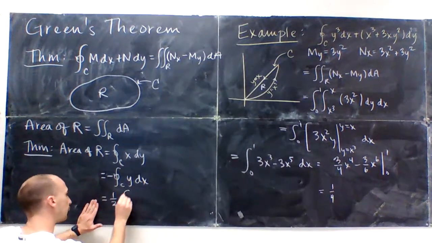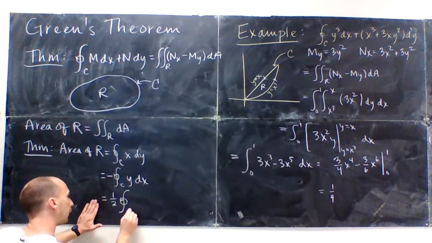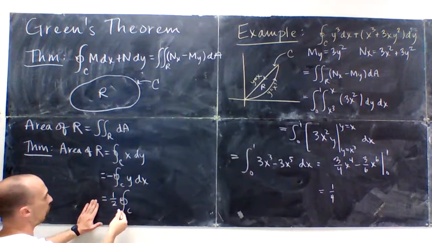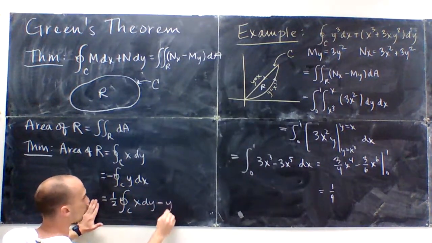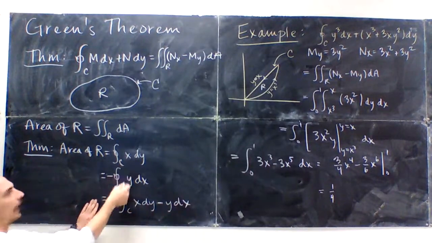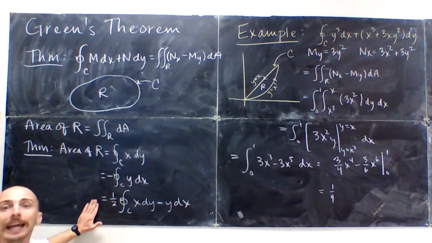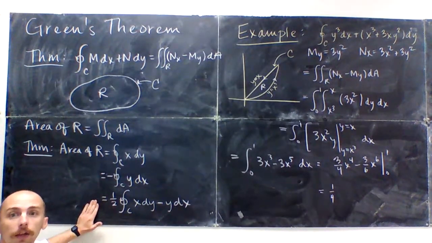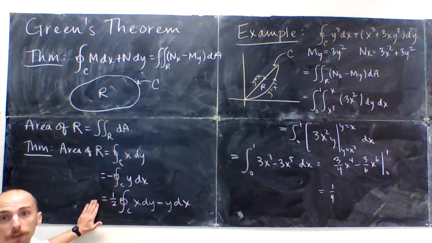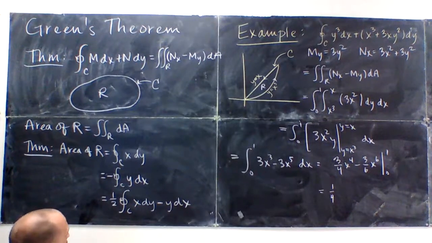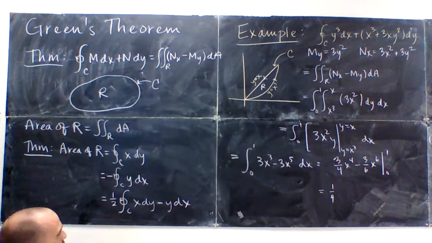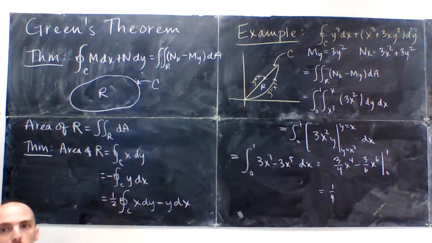half the integral over C of x dy minus y dx, right? Because if I added these two things together, I'd have twice the area. So if I added them together and then divided by 2, I would have the area. Okay. And depending on the situation, maybe one of these formulas would be more useful than the other.